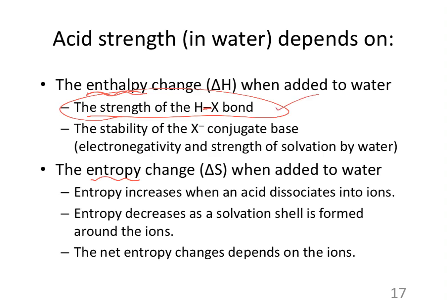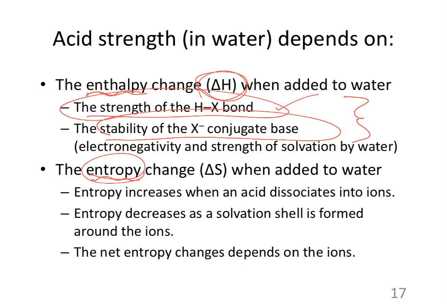And we talked about that already, right? The weaker the bond, the more acidic. We also will consider stability of the conjugate base, which we've already talked about too. So these are the two key factors that are going to affect the enthalpy change of an acid acting as an acid. The entropy change, that's how usable the energy is.